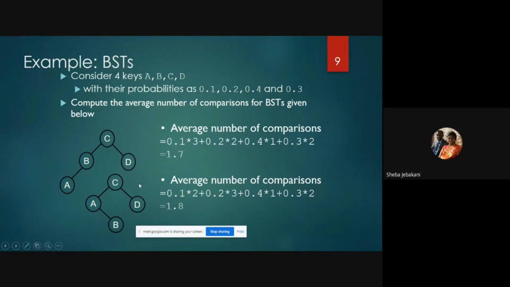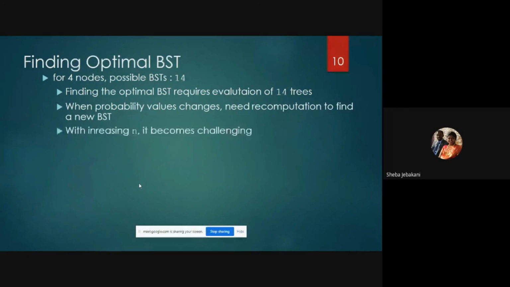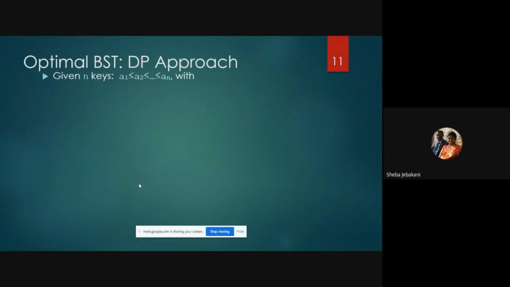So when we have this formula, how exactly are we going to find the optimal way in which we can come up with one binary search tree which will provide us the minimum average number of comparisons? In order to do that, we will use the principle of optimality. Finding the optimal binary search tree, when you're talking about 4 nodes, you will require 14 binary search trees, so it becomes very difficult.